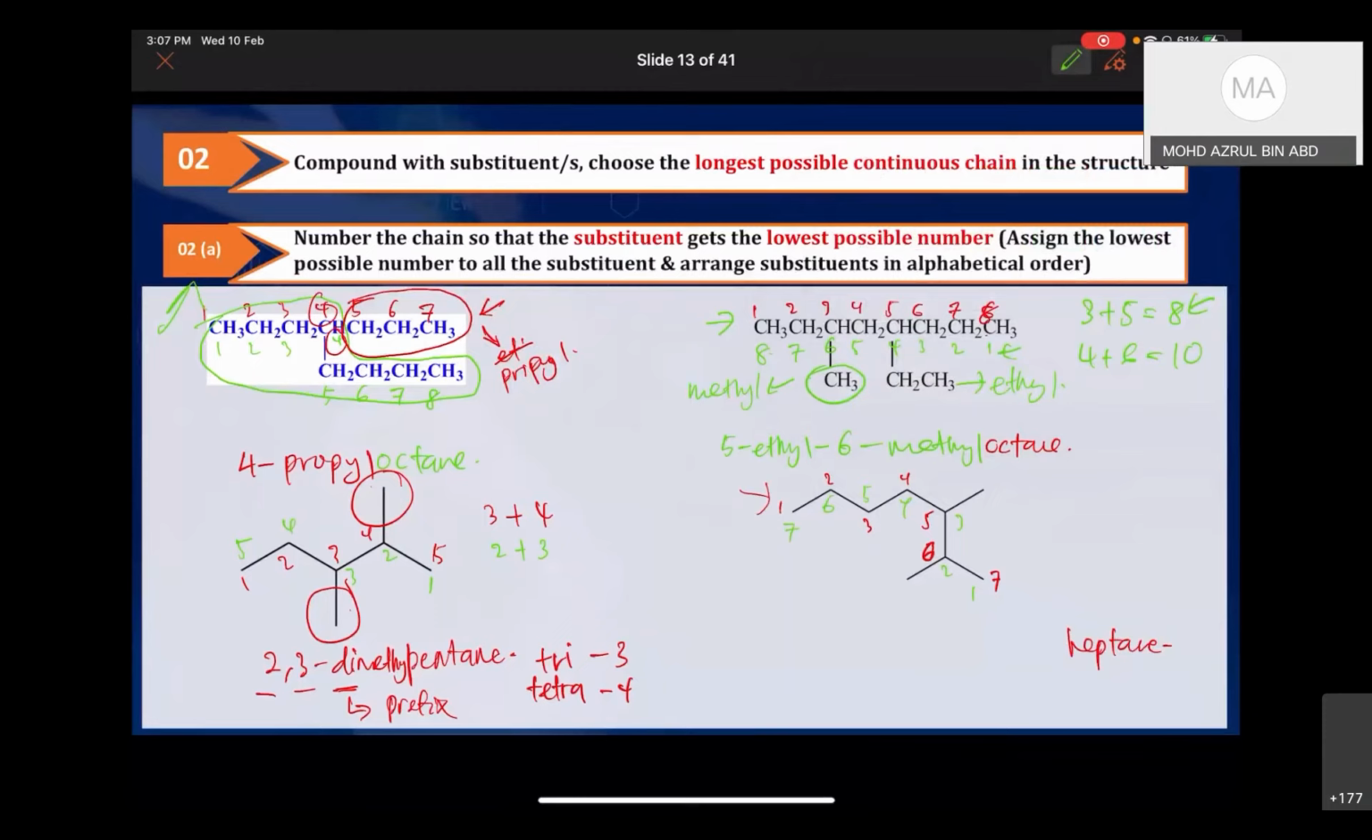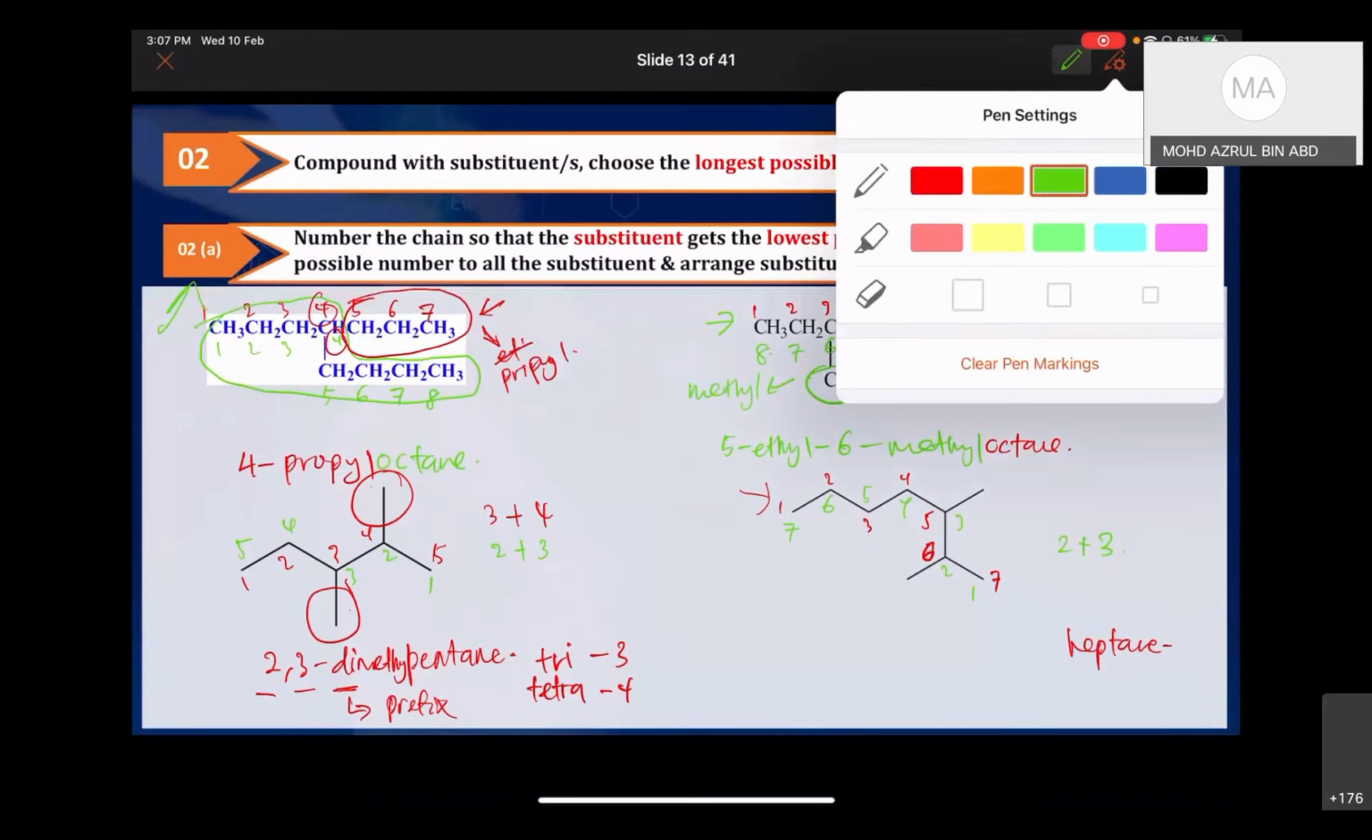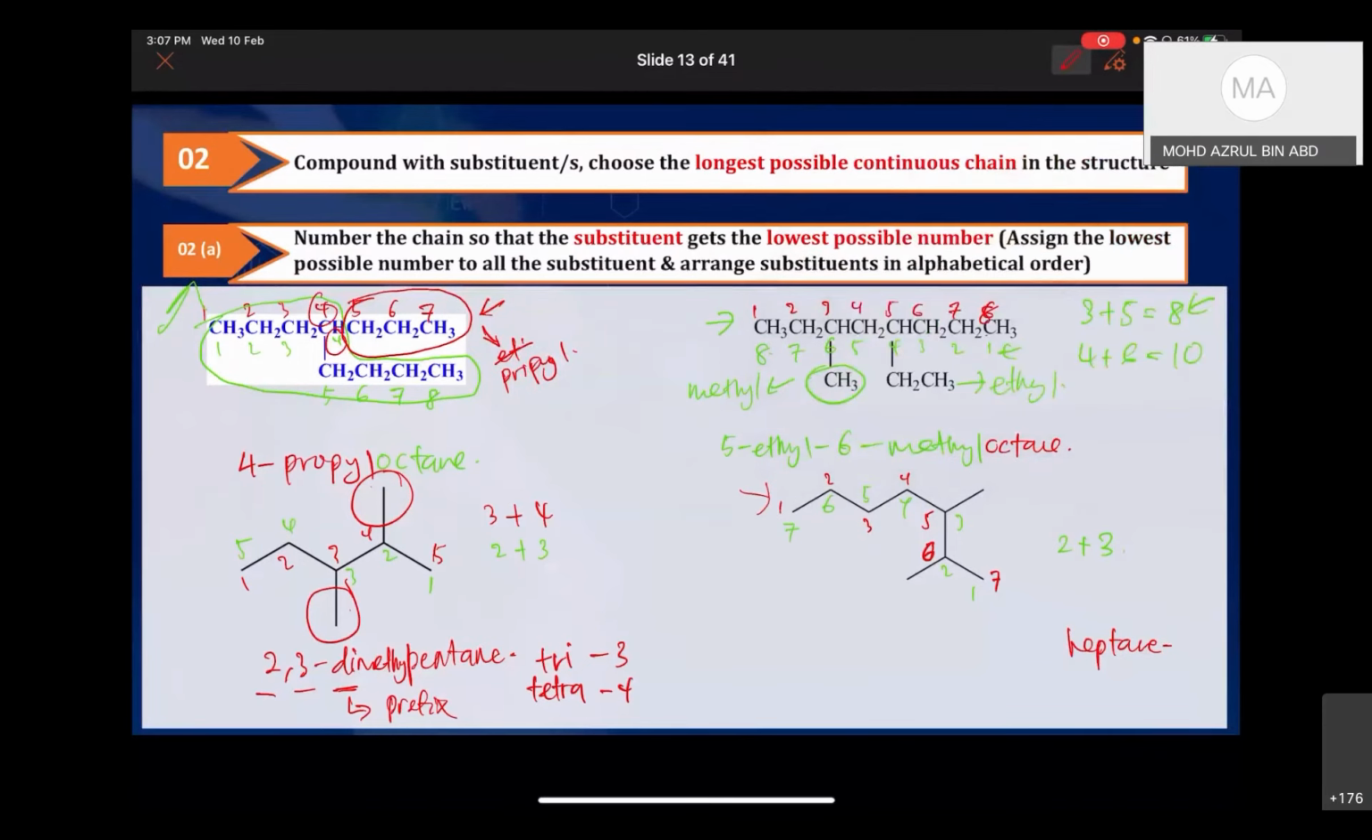If we try from the bottom, the substituents are attached at carbon number 2 plus carbon number 3. If we follow from the up direction, the substituents are attached at carbon number 5 and carbon number 6. So which one will give the lowest number? The green one. So which means we need to follow from the bottom.